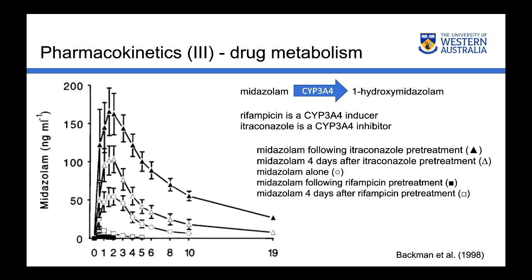Now, itraconazole is an antifungal drug and a CYP3A4 inhibitor. Based on your understanding, it will inhibit the metabolism of midazolam, and therefore you will expect that the plasma concentration of the drug will be increased. That's exactly what you see here, if you look at the filled triangles and the unfilled triangles. The drug is unable to be metabolized, and therefore the plasma concentration is higher than if the drug is alone. So this graph nicely shows the concept of CYP induction and CYP inhibition.